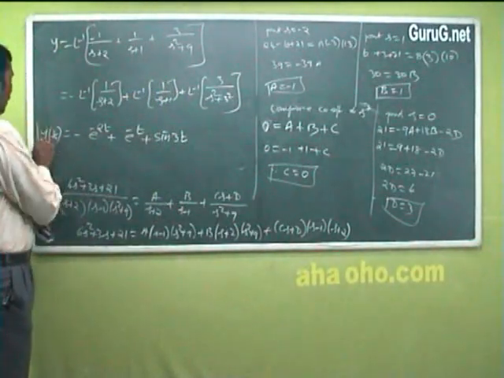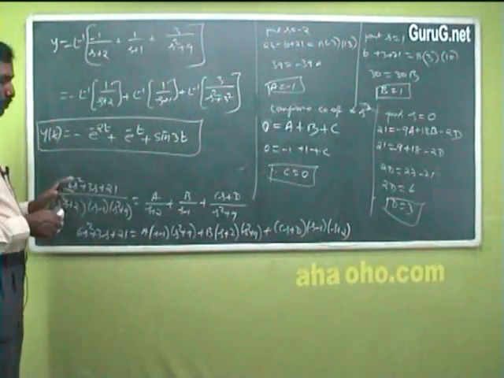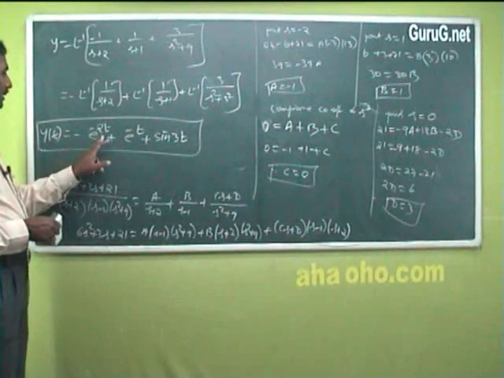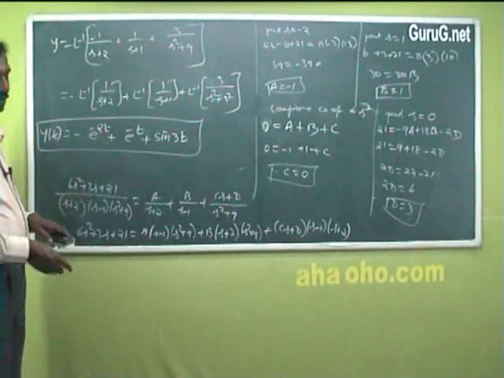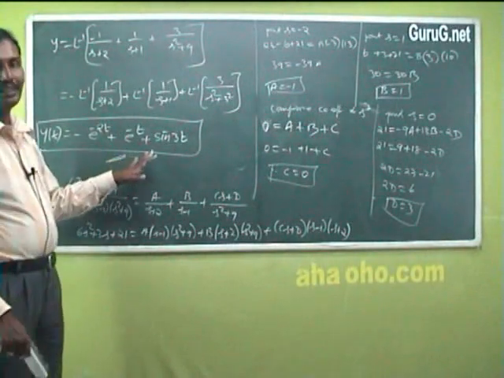So we can check. Now the initial condition y of 0 is 0, right? Now put t equal to 0, then I get the answer as 0, right? So this is our solution of the given differential equation.